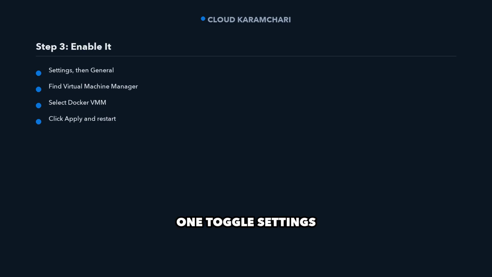Enabling it is one toggle: Settings, General, Virtual Machine Manager, select Docker VMM, then Apply and Restart. On Windows this doesn't uninstall WSL2, it just stops Docker Desktop from using it as the VM backend.